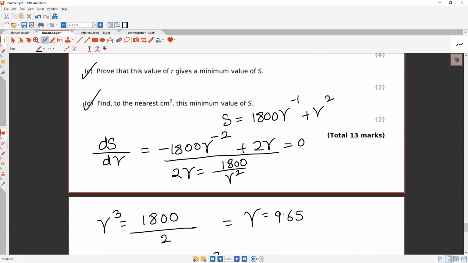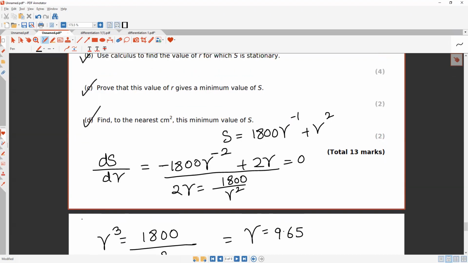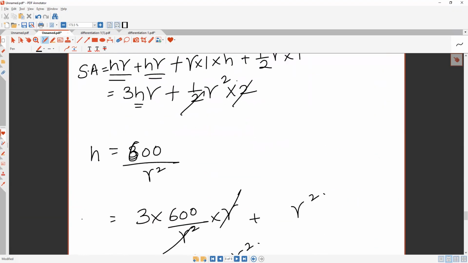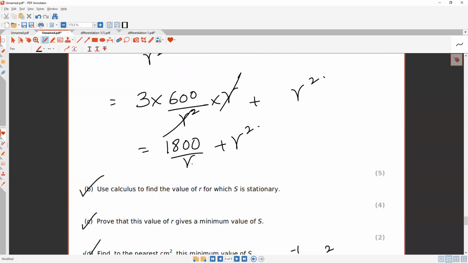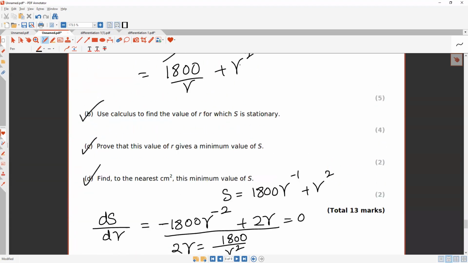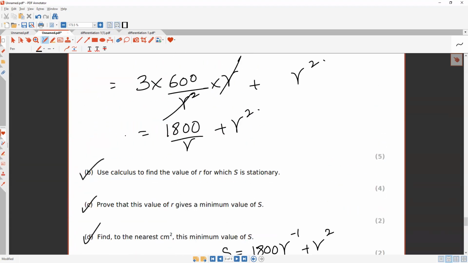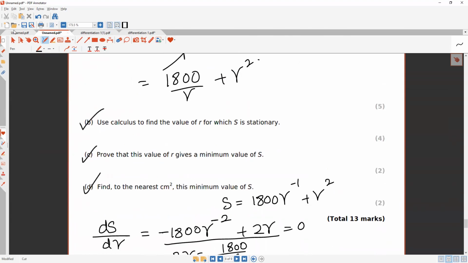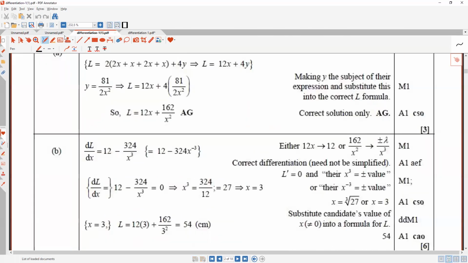Cool. Now D part. Nearest centimeter square, the minimum value of S. Very easy. You have the minimum value of S. You have your S value here. What was the S value we got? 1800 divided by 9.65 plus 9.65 whole square will give you S. You know what? D part you guys do on your own. Let me find another question for you all.